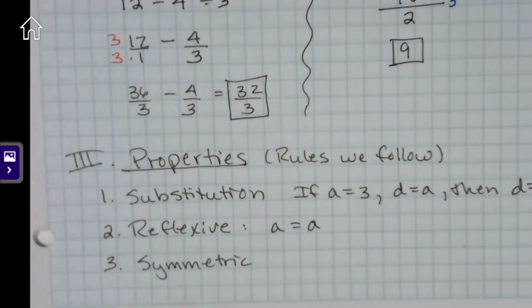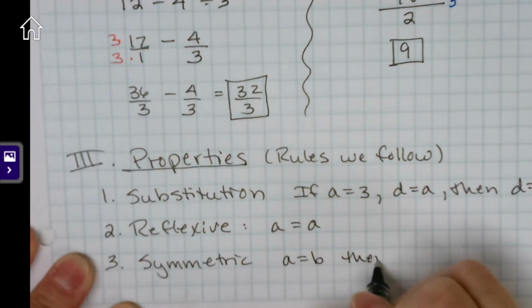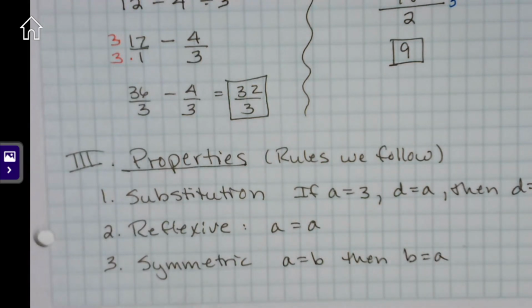Now, symmetric property, slightly different, but very close. If A equals B, then you can flip it around, B equals A. So remember, symmetric means it's the same on both sides. That's what this is. It means you can flip it either way across the equal sign.